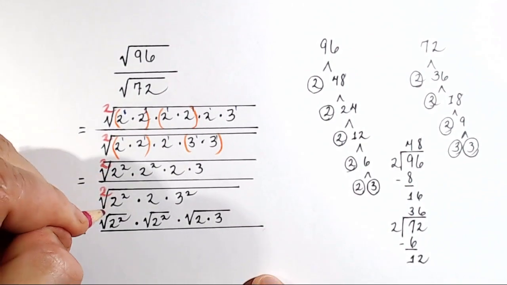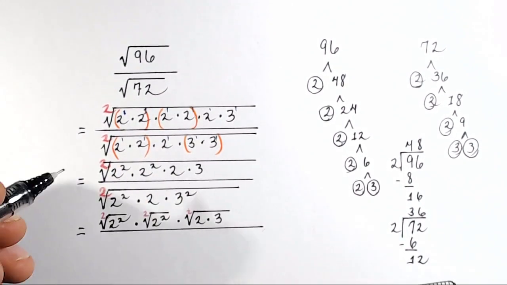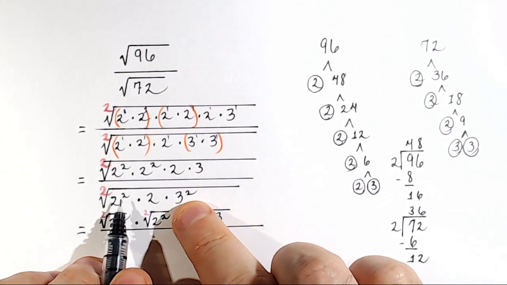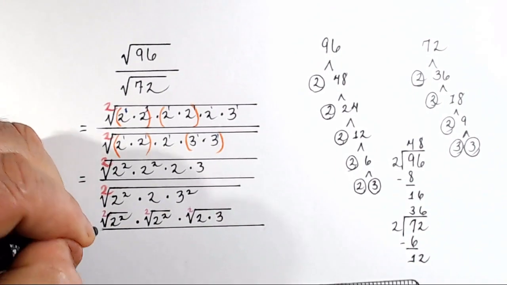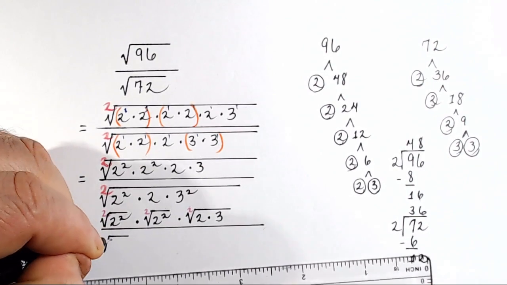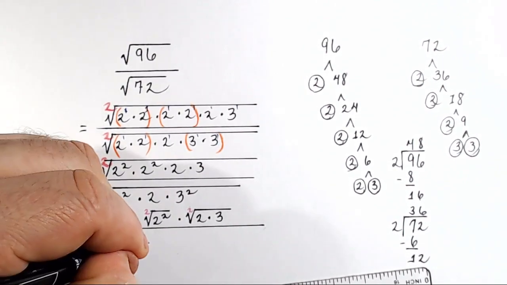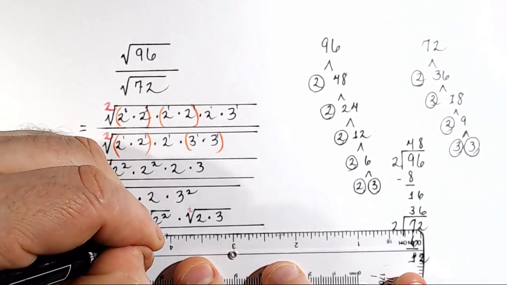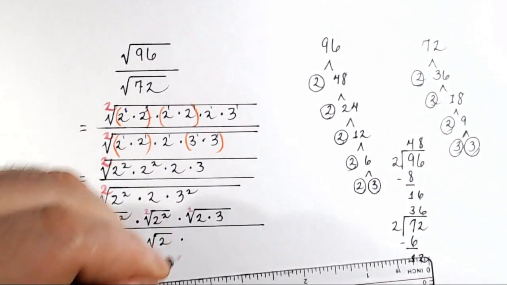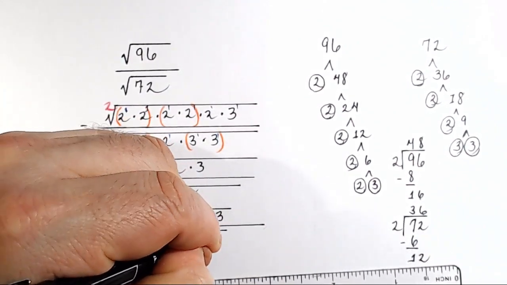Okay, so I've segregated these out so that the squared terms are by themselves. Remember the index value is 2, 2, 2. Okay? Now let's do the denominator. We've got 2 squared and 3 squared. So I'll group these a little bit. The square root of 2 squared times the square root of 2, this is all by itself, times the square root of 3 squared.